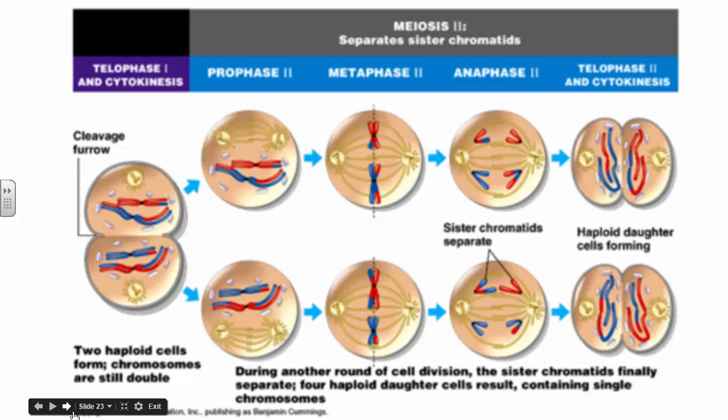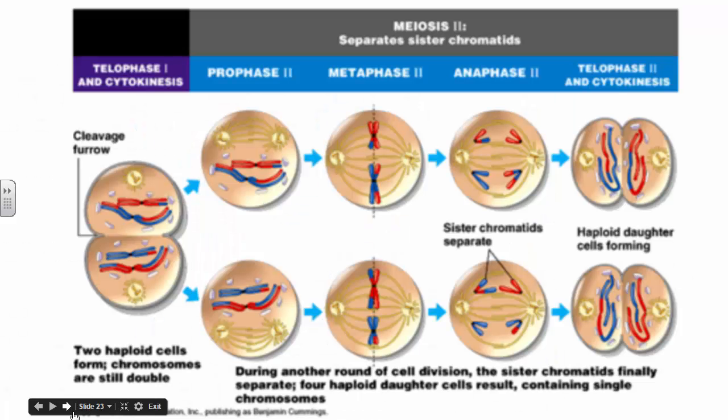Wait, so does any crossing over or synapsis occur during meiosis 2? No, who could tell me why? Because they're lined up single file. But why are they lined up single file? Because they got separated. They don't have a homologous partner anymore. Where did its homologous partner go? The other cell. It's in this other cell now. So they don't have partners anymore. There's just one of each pair.